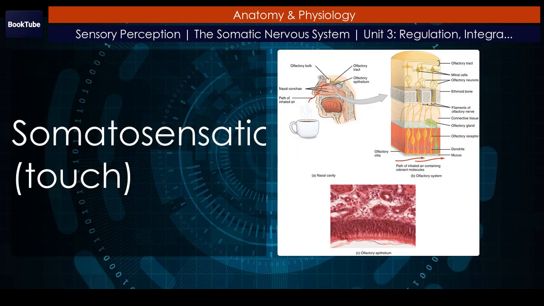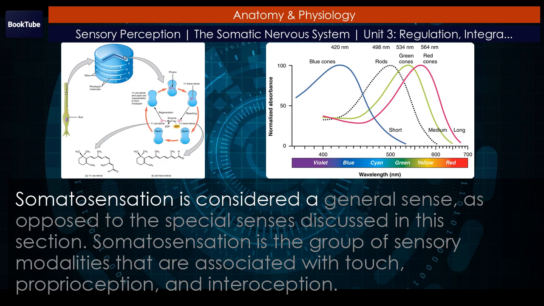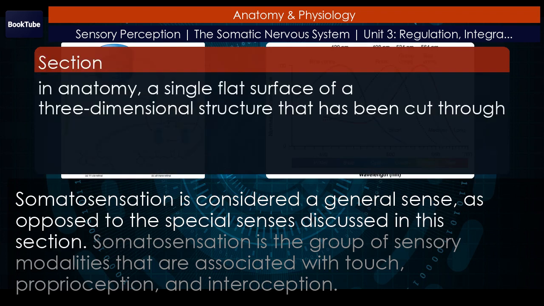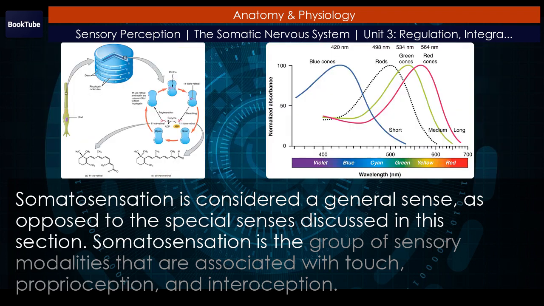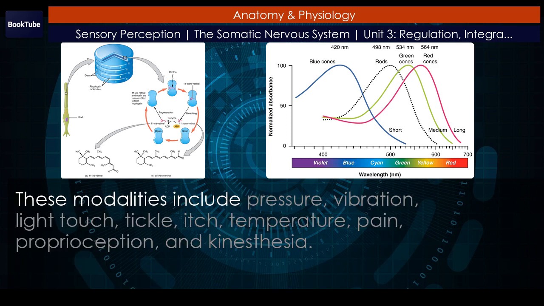Somatosensation, touch. Somatosensation is considered a general sense, as opposed to the special senses discussed in this section. Somatosensation is the group of sensory modalities that are associated with touch, proprioception, and interoception. These modalities include pressure, vibration, light touch, tickle, itch, temperature, pain, proprioception, and kinesthesia.